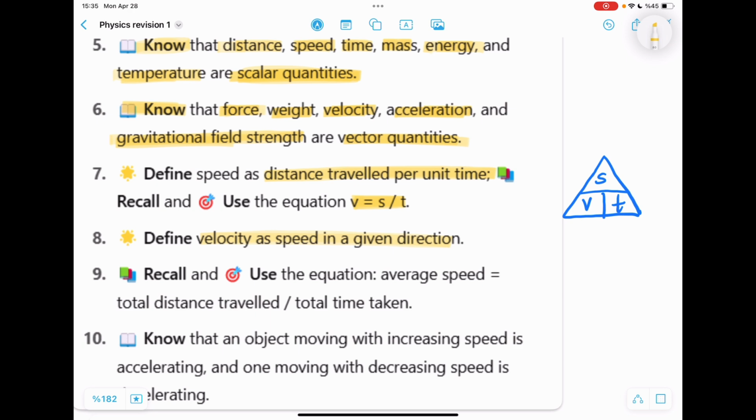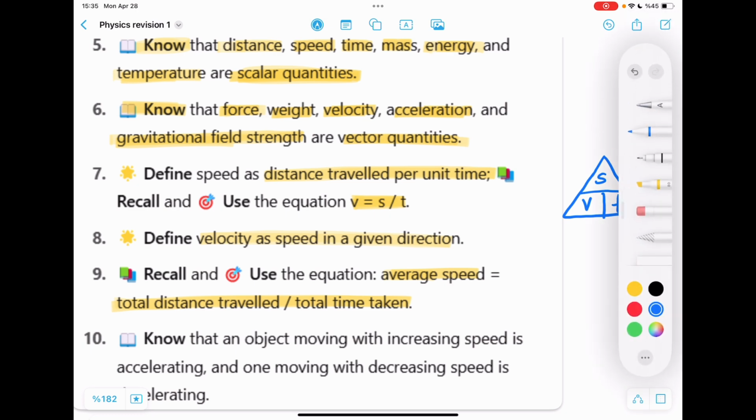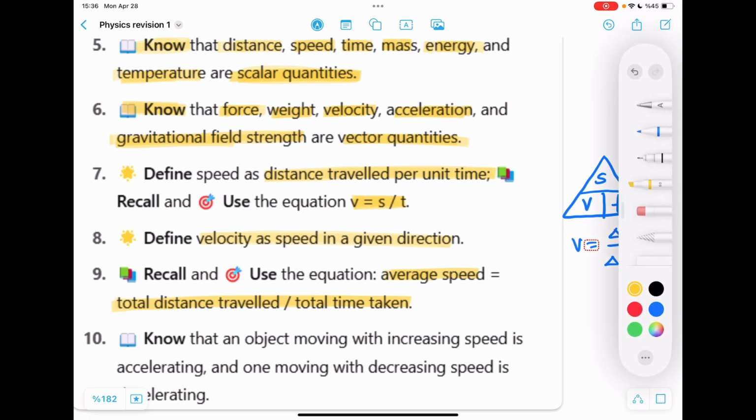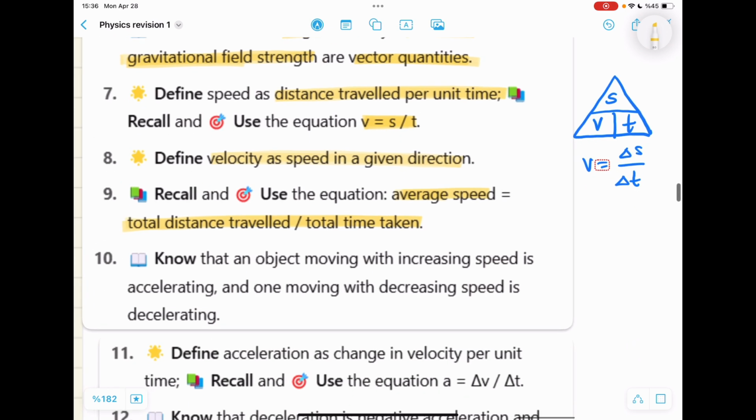We need to recall and use the equation, which is: average speed is total distance traveled over total time taken. Another way to write this is with the delta, which is that v is delta s over delta t. The point here is that no matter how the speed has changed throughout a certain travel, in the end we are talking about the average speed. And this is something we are considering at this level in coordinated physics.